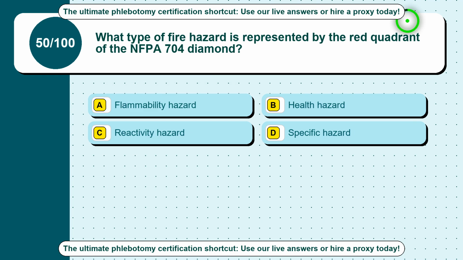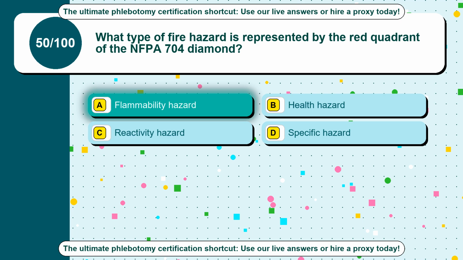Question 50. What type of fire hazard is represented by the red quadrant of the NFPA 704 diamond? Option A, flammability hazard. Option B, health hazard. Option C, reactivity hazard. Option D, specific hazard. The correct answer is option A, flammability hazard.